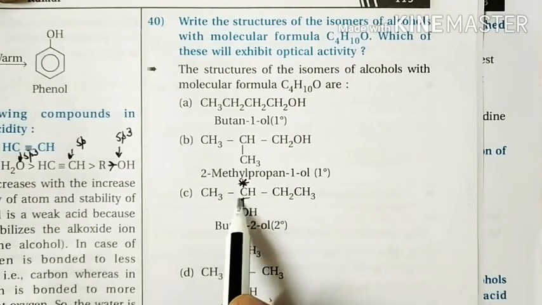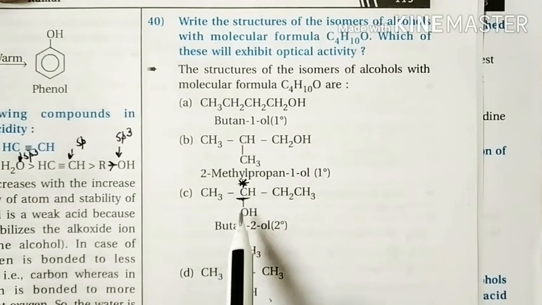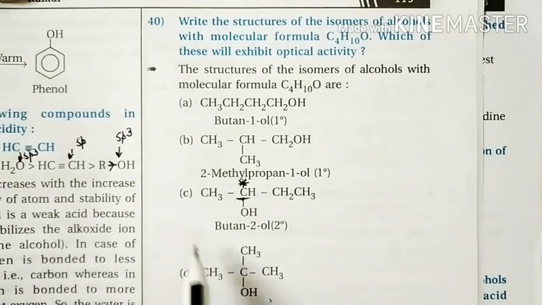The third structure is the one where this carbon is chiral in nature. The meaning of a chiral carbon is a carbon attached to four different groups. So here this carbon is attached with OH, H, methyl and ethyl. So it is definitely a chiral carbon, and so it exhibits the phenomenon of chirality.